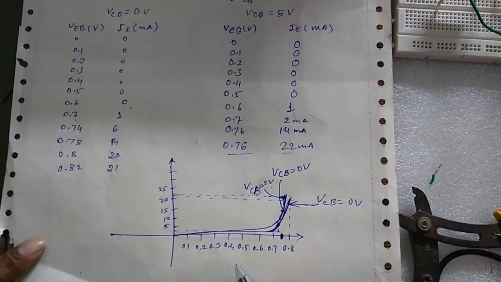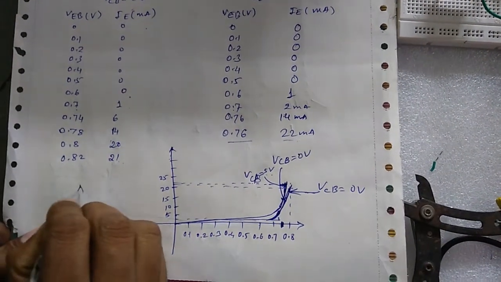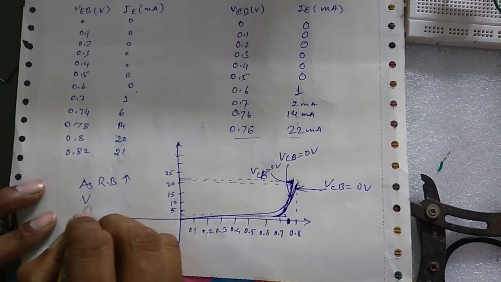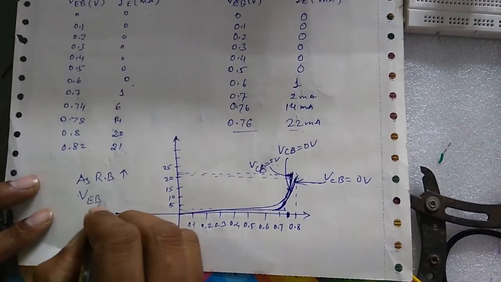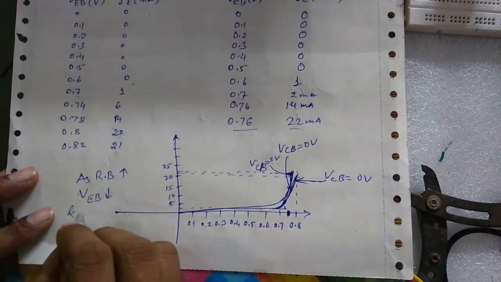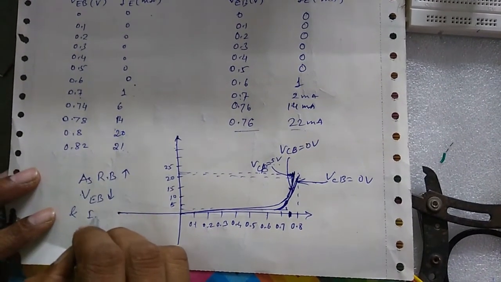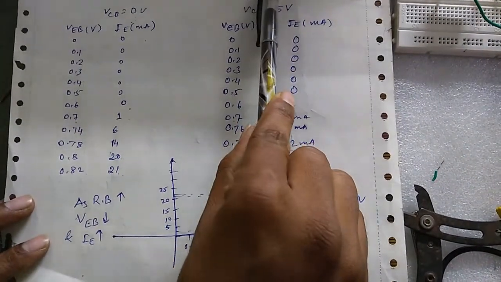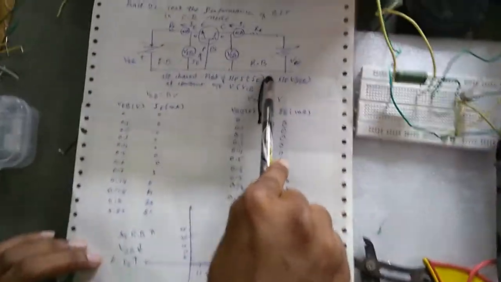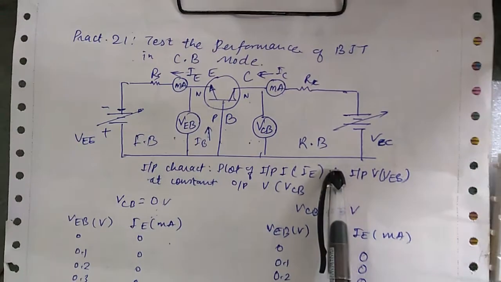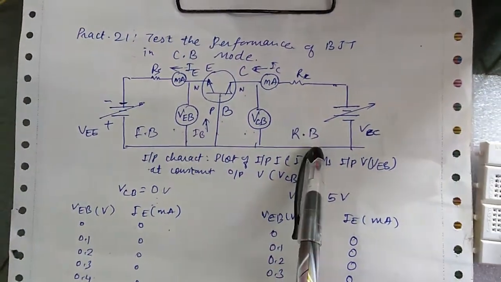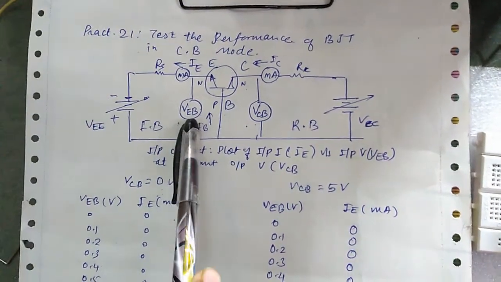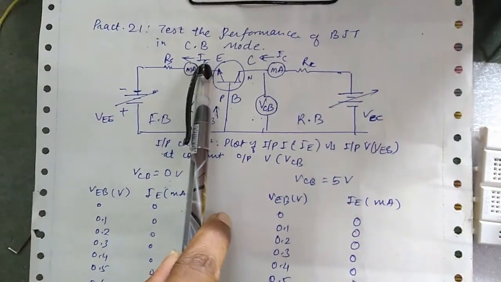So what is our conclusion? As reverse bias increases, voltage drop across emitter to base junction decreases and the value of emitter current increases. Because of this reverse bias, as reverse bias is increasing, the voltage drop across VEB is decreasing and more emitter current is flowing.